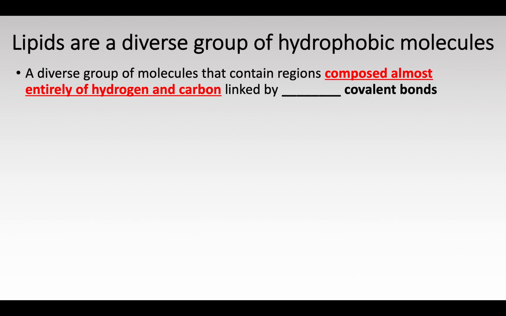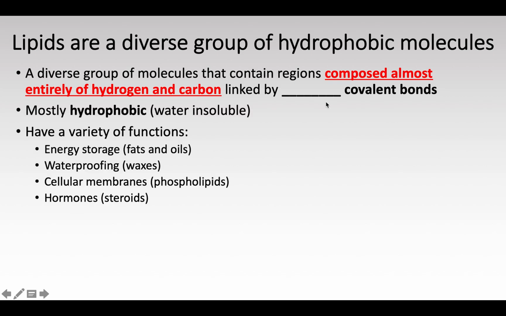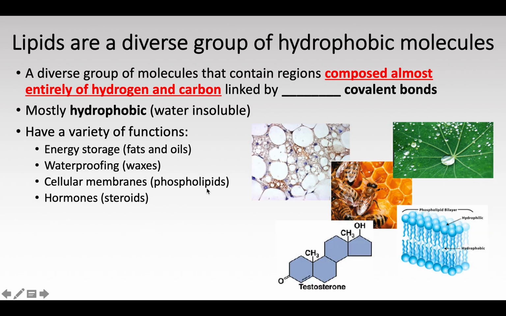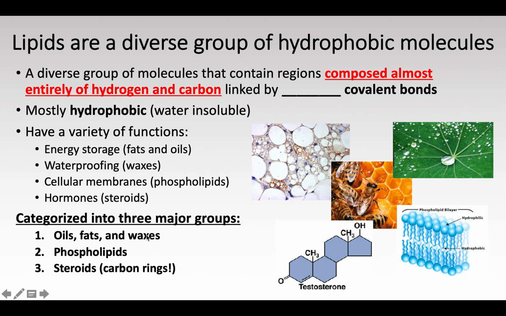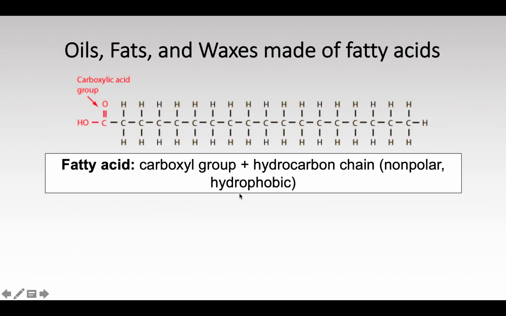Lipids are hydrophobic molecules. They're composed almost entirely of carbon and hydrogen, right? They have a number of different functions, and we will go over all of them, but in particular, there's oils, fats, and waxes, phospholipids, which make up biological molecules, and steroids, which form those carbon rings, which are involved in cell signaling.